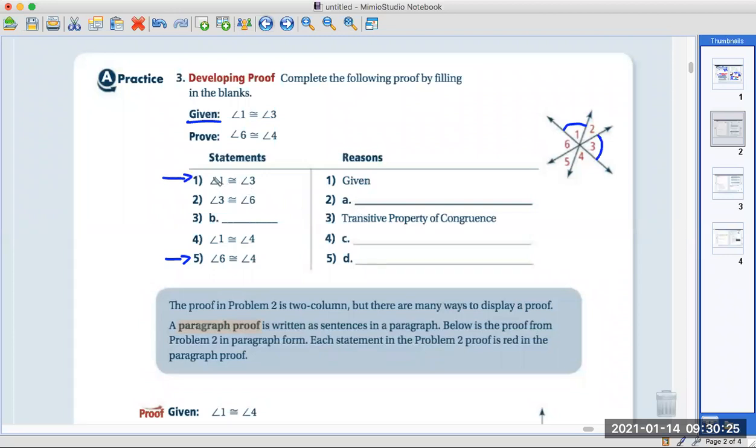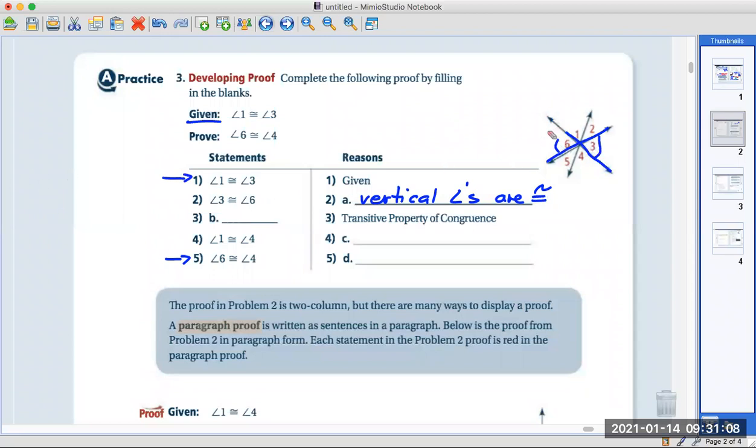All right, now let's look. Angle 1 and 3 are congruent. That's the given. Then it says angle 3 is congruent to angle 6. I'm going to mark my picture differently. 3 and 6. Why is that? They are, what do you call these? Starts with a V. 3 and 6 are vertical angles. Vertical angles are congruent, or equal in measure. Yeah, 3 and 6.